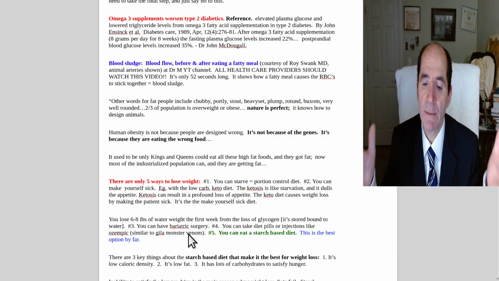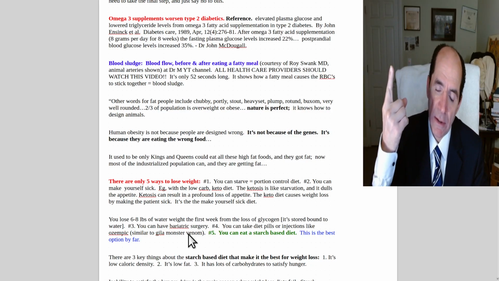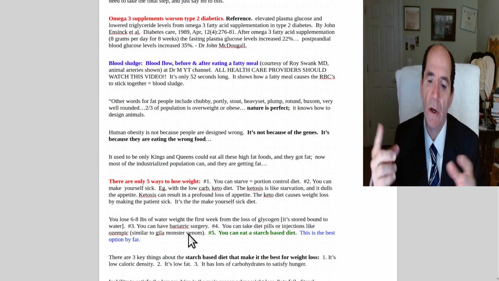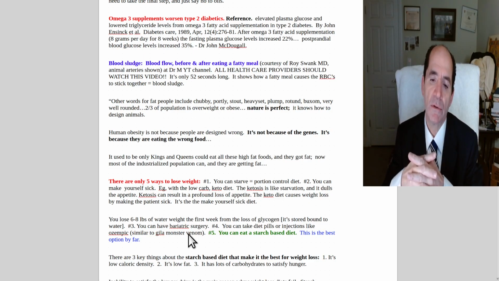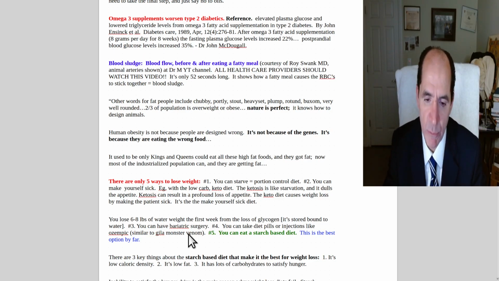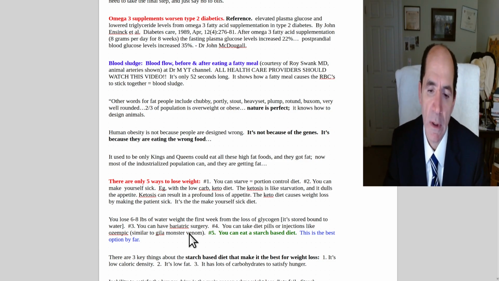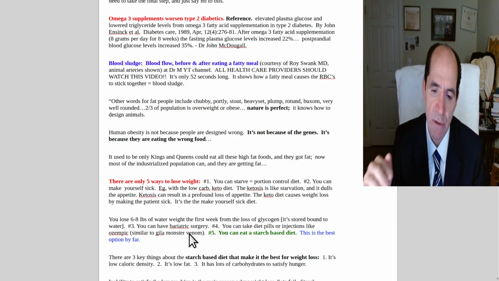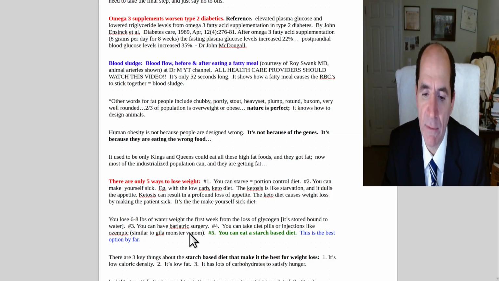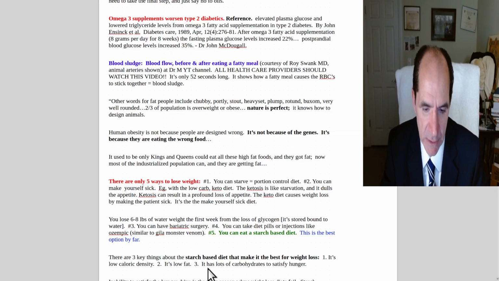Why is the starch-based option so great for losing weight? Number 1, it's low caloric density, so it stretches the stomach, early satisfaction of hunger. Number 2, it's a polymer of glucose wrapped in fiber. It takes time for the glucose to be removed by intestinal enzymes, so absorption is slow. You get this slow, prolonged, relatively normal, mildly elevated blood glucose level. That's what you want. It's low in fat, and it has lots of carbohydrates to satisfy hunger.